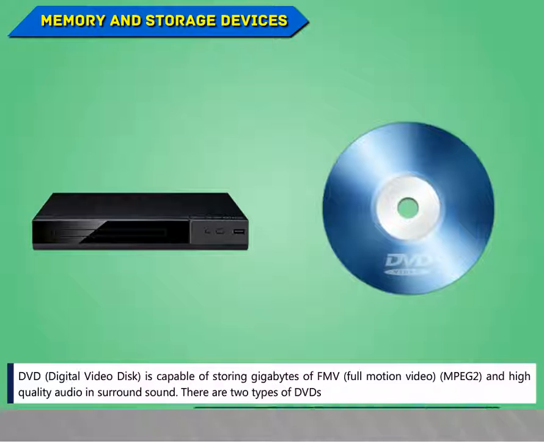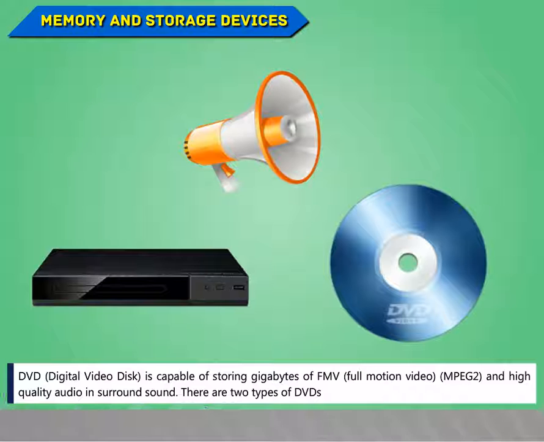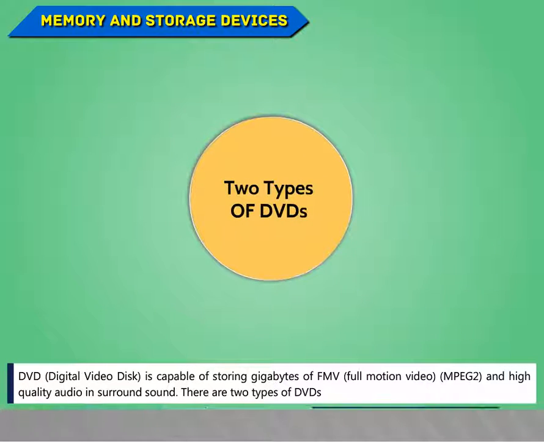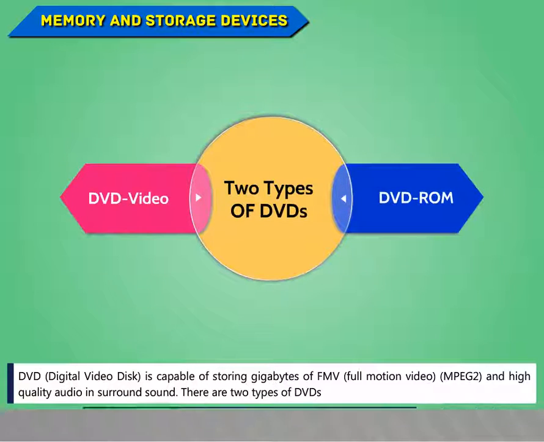DVD, that is digital video disc, is capable of storing gigabytes of FMV, that is full motion video, MPEG-2 and high quality audio in surround sound. There are two types of DVDs: DVD video, DVD-ROM.